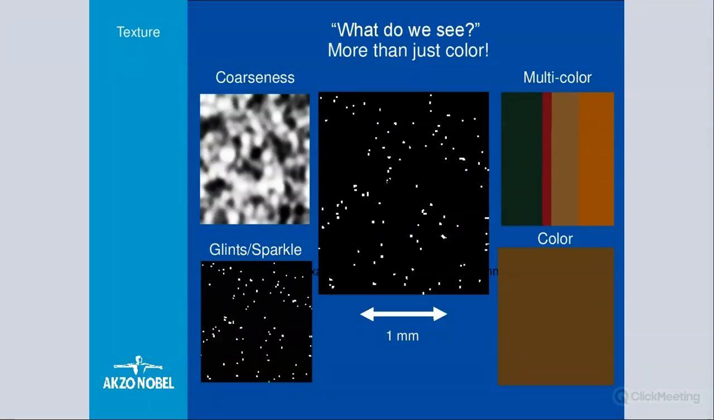And here this is just everything that goes into your overall color perception. So there's coarseness or graininess, there's glints or sparkle. You have multiple color pigments in there. You also have your base color, and all this stuff ends up going into the final product, which is what we see.